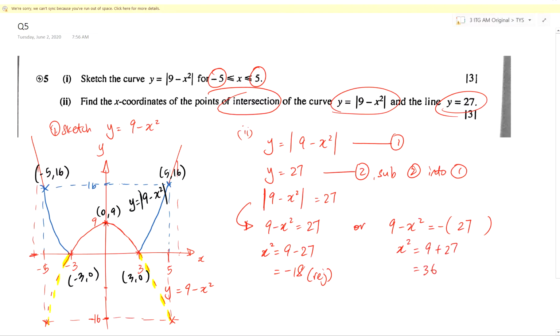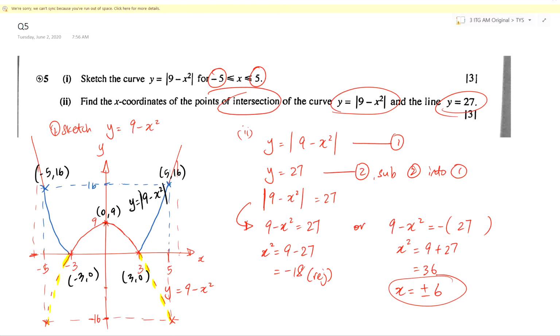Are you happy to see this? X squared equals to 36? Yes, because we know that x is going to be plus minus 6. And does that correspond with our graph? We have indicated that it will be one x value less than negative 5, and the other x value greater than 5. It turns out it is simply a unit away. So these are the x coordinates of the points of intersection.